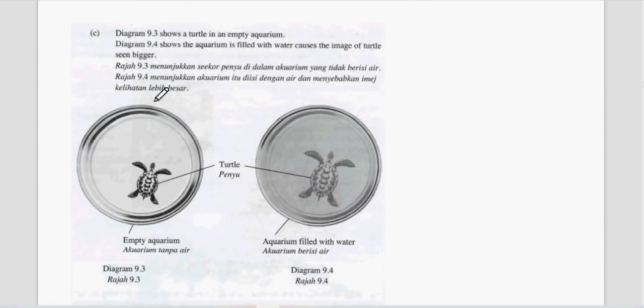Sorry. Okay, still an SBP question. They are similar to the Terengganu and also Kelantan papers. Diagram 9.3 shows a turtle in an empty aquarium. Empty aquarium means no water. Then diagram 9.4 shows the aquarium filled with water, causing the image of the turtle to be seen bigger. So this one is with water, and the first diagram has no water.